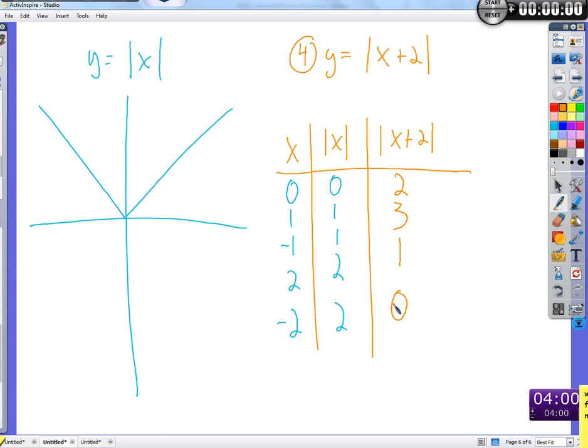That's kind of funny. So let's go look and see what this function looks like if we graph it. We go to 0, comma 2. Let's say that's 2. 1, comma 3. Negative 1, comma 1. 2. That's the problem. If you put in 2, you add 2, you get 4. Absolute value of 4 is 4. Okay. So we go to 2, comma 4, and negative 2, comma 0.